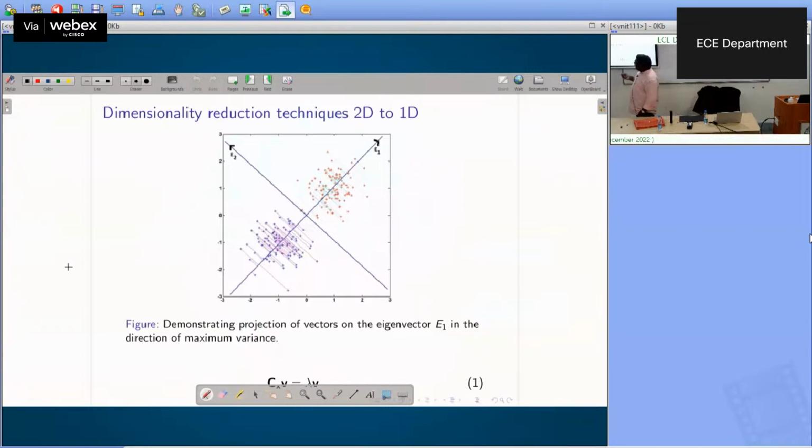Now what we are going to do here is find another set of coordinates, E1 and E2. They form a different coordinate system. So instead of representing the data with X and Y, you are going to represent the data with E1 and E2, where the direction of E1 you are going to identify is the direction of maximum variance, where the data is varying more. That direction we are finding out.